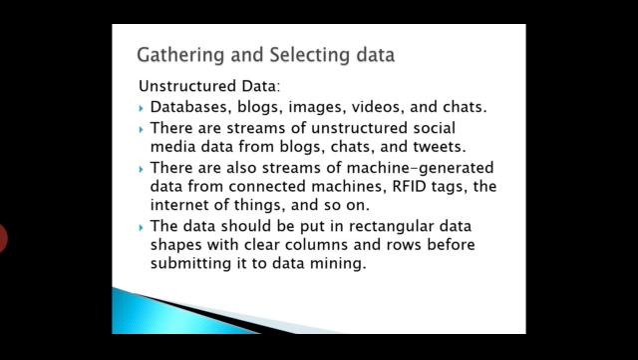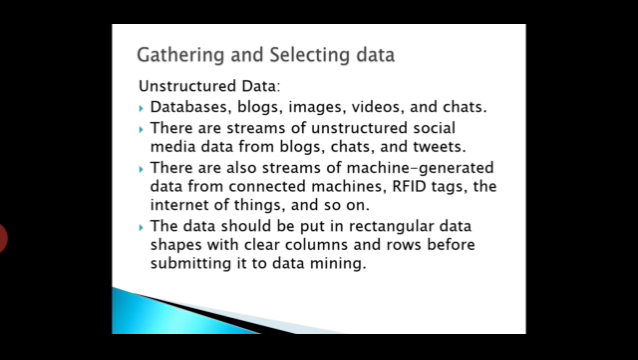Now, let us see how to gather and select the data. So, the data can be gathered or collected from different available sources. The sources may be structured, unstructured, or maybe semi-structured. Now, coming to the unstructured data, it is based on character and binary data like images, blogs, videos, chats, and the data that is generated from RFID tags, sensors, IoT, and data generated from different connected machines, etc.